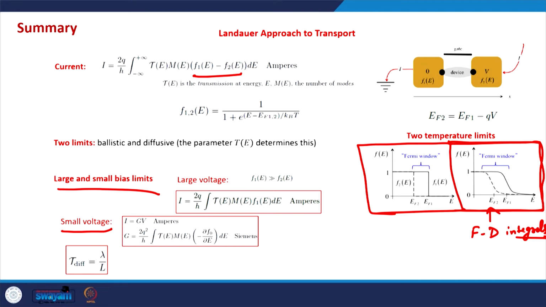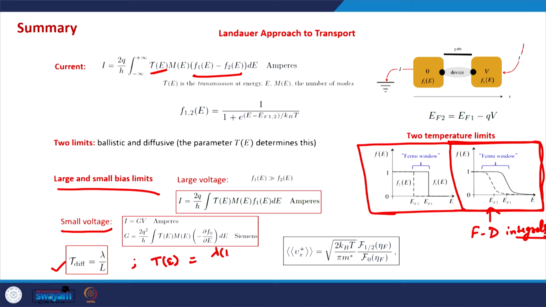In order to account for the scattering in the channel, we use a transmission coefficient parameter, T(E). From our derivation, this turns out to be lambda by L, where lambda is the mean free path, and more precisely T(E) is lambda(E) divided by lambda(E) plus L.